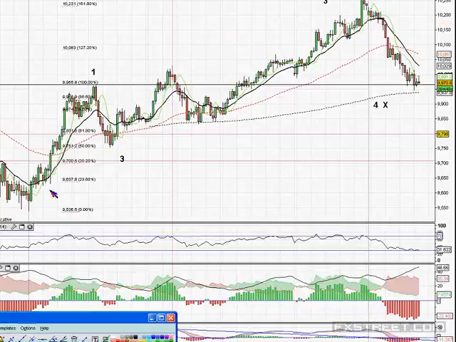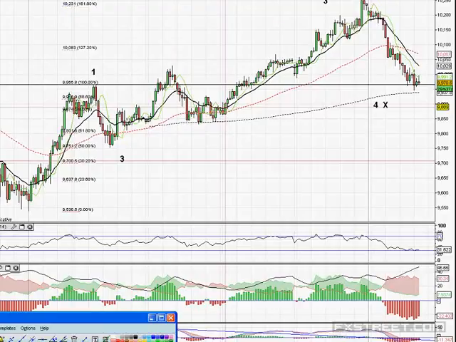4-hourly. Look at this, there was a bullish formation here, 1, 2, 3, 261.8%. Okay, but the pullback has blown out Elliott wave, 4 has taken out 1. So the long-term bias can quite easily switch to the downside.